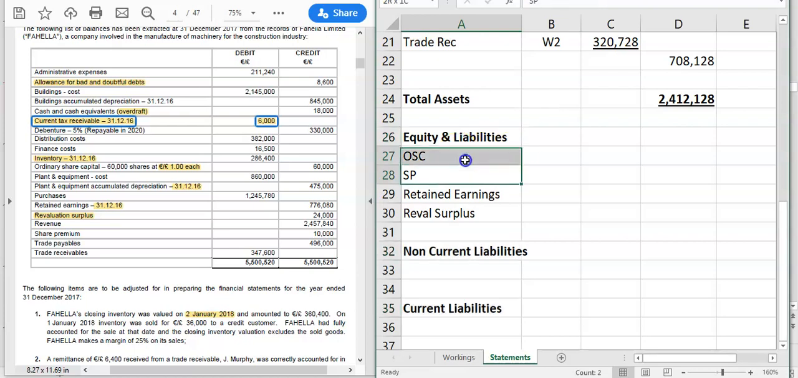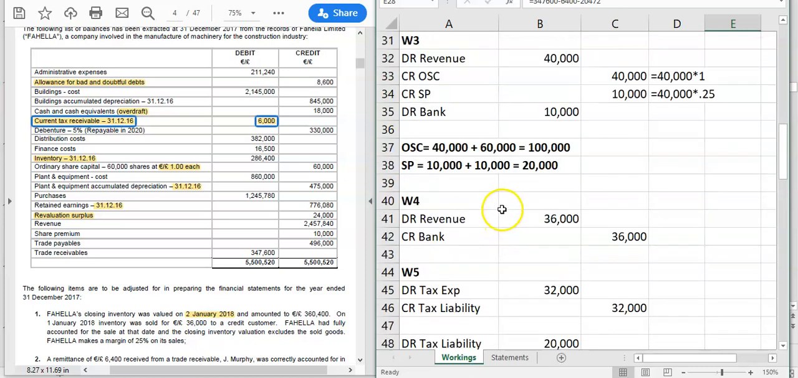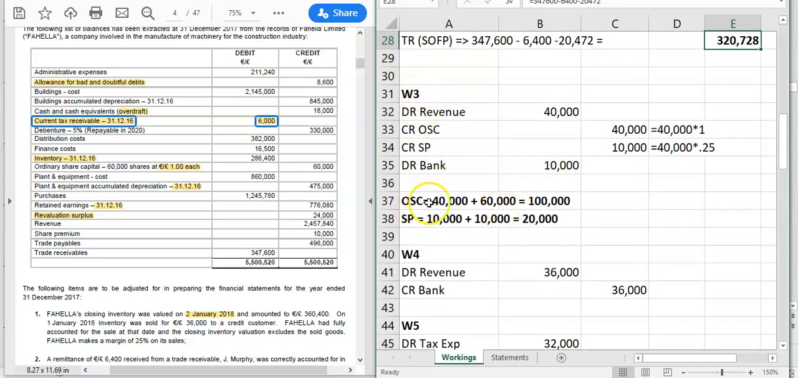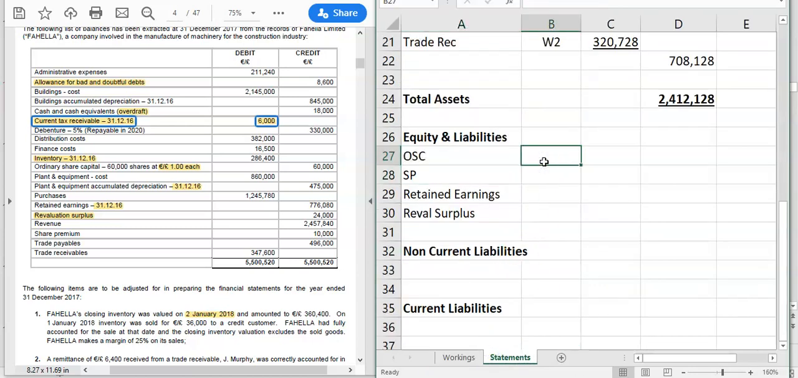Ordinary share capital and share premium, we remember, hopefully we've done a working. You have working 3, we've done our little subtotals, 100,000 and 20,000. Working 3, 100 grand and 20 grand. Working 3. They're slotted in.